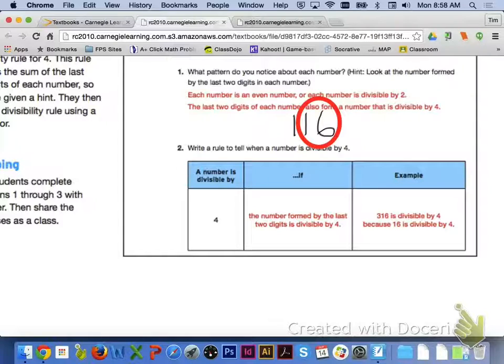If we look at the first number in the table, for example, the last 2 digits are a 1 and a 6, and we know that 4 can go into 16, so 116 would be divisible by 4. A rule then for number 2: a number is going to be divisible by 4 if the number formed by the last 2 digits is divisible by 4. We have a similar example in the table here. 316 is going to be divisible by 4 because, again, if we look at those last 2 digits, 16 is divisible by 4, so that would mean that 316 is divisible by 4.